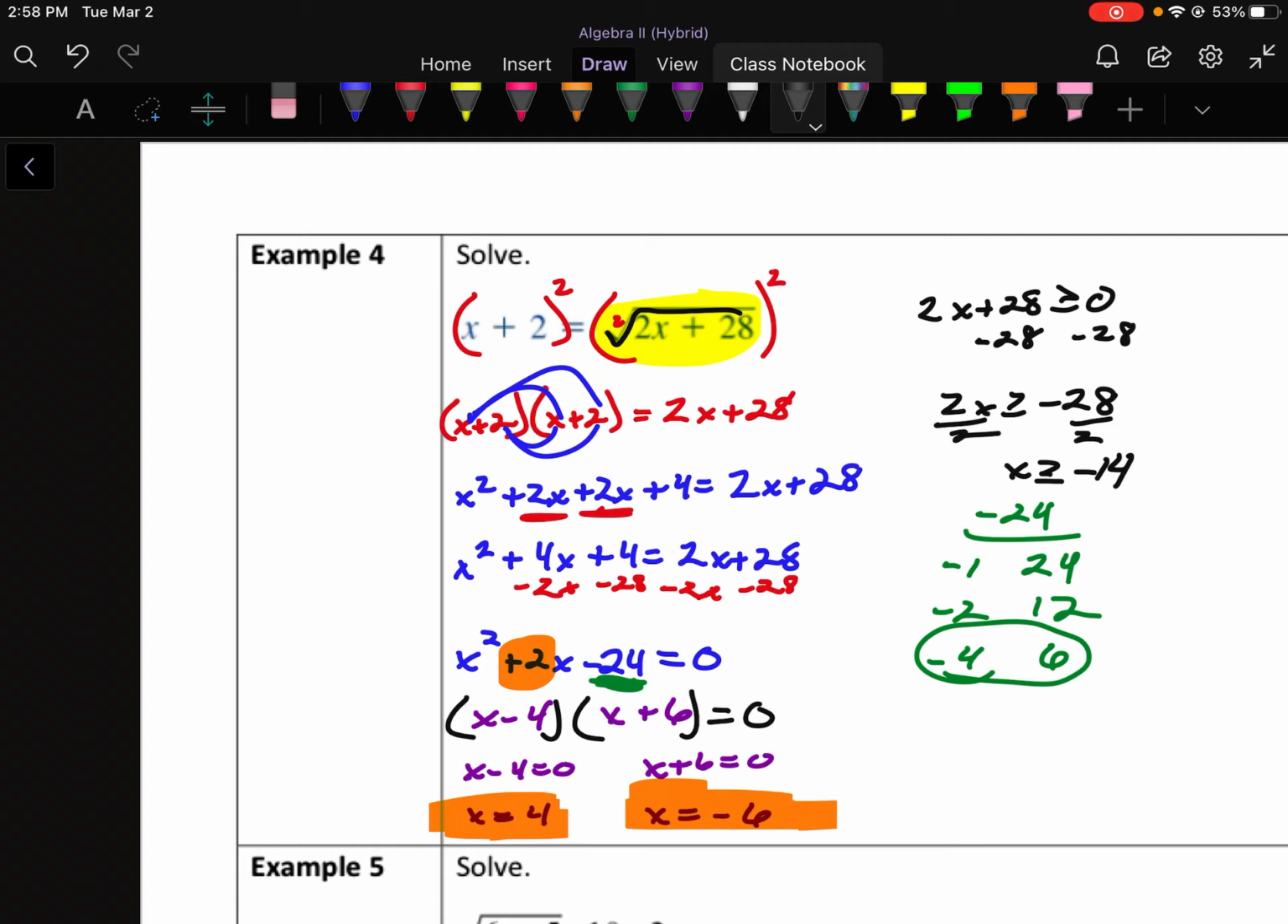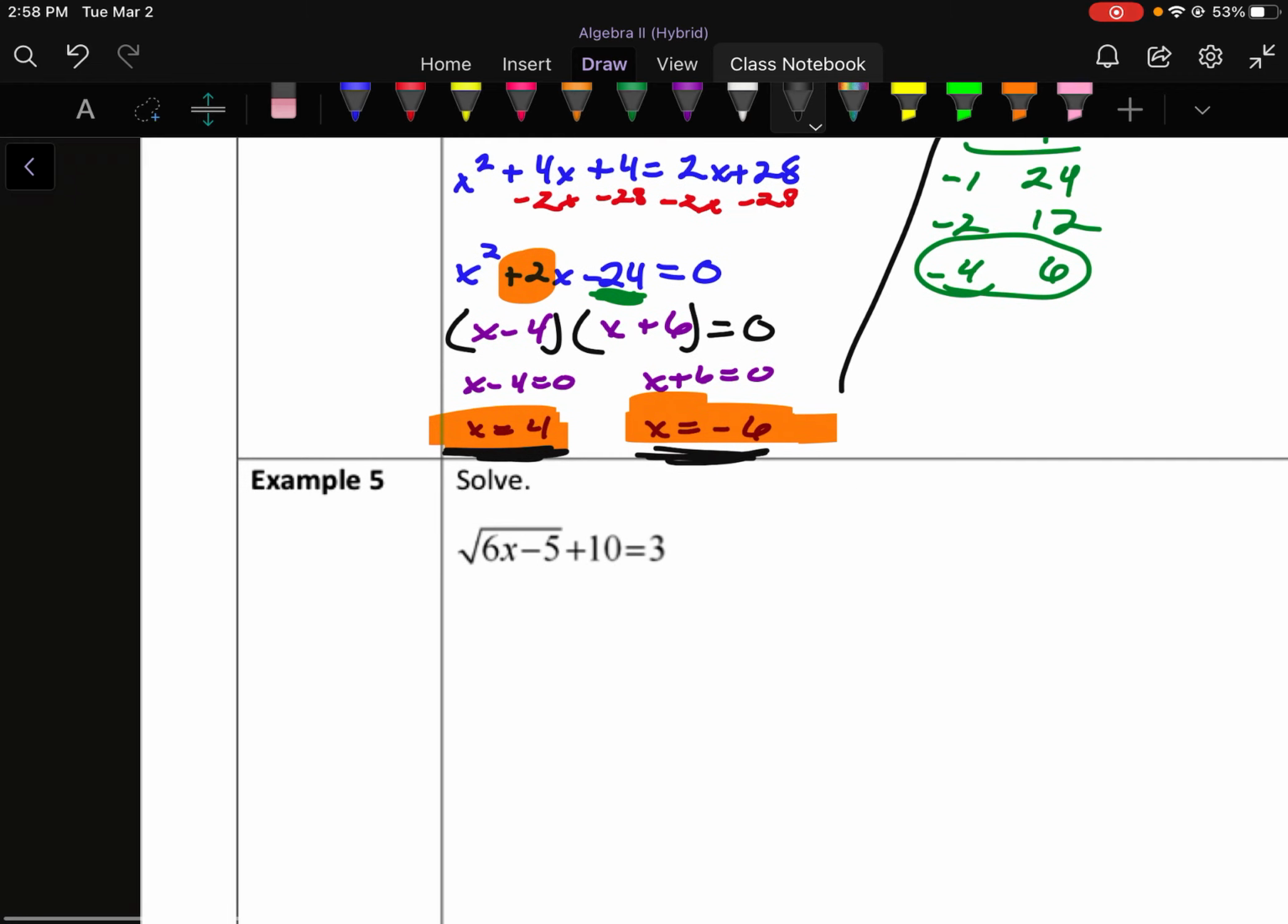Now we have two answers here. If you check the first one, x equals 4, that's greater than negative 14. If you plug in the second one, negative 6 is also greater than or equal to negative 14, so these are actually both good to go. Okay, so just make sure you're checking for those extraneous solutions. So just one more here.